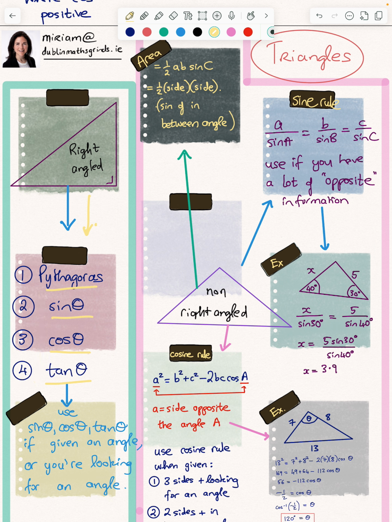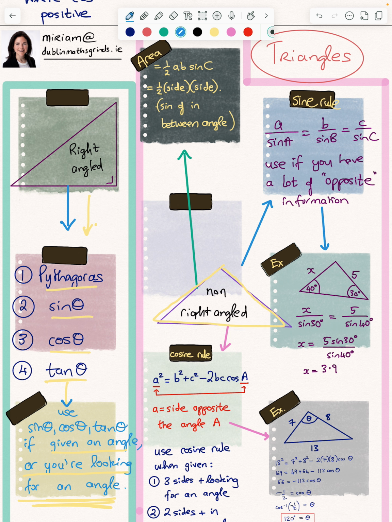Pythagoras, sine, cos, tan. Use sine, cos, and tan if you're given an angle or you're looking for an angle. If there's mention of an angle, use sine, cos, or tan. If it's only relating to the side lengths and you have two sides and you need a third, use Pythagoras' theorem. So the first question you should always ask yourself with a triangle is: is it a right angle triangle? Then you're in the green box. If it's not a right angle triangle, you're in the pink box here on the right. So non-right angle triangles. Okay, what do we have?